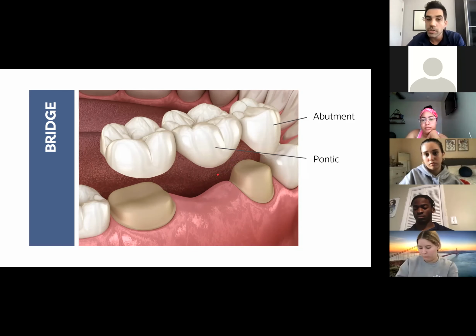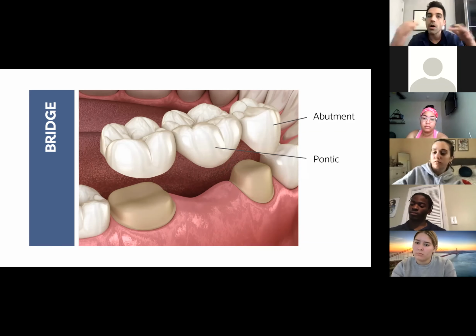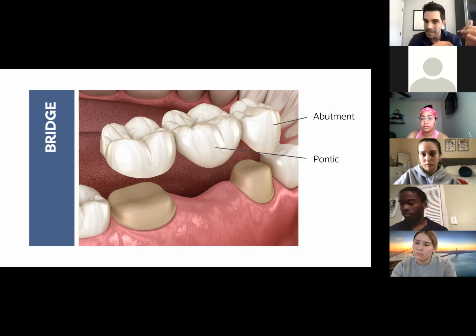Oh, any other questions about bridges? You know, we really aren't getting into any materials here, right? Like we can make bridges out of metal. We can make bridges out of porcelain. We have different options, but just basic overall concepts, it all applies the same way.